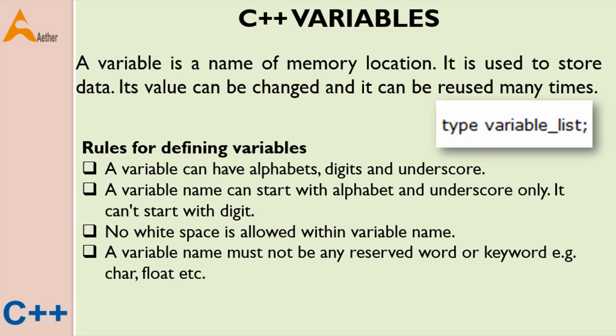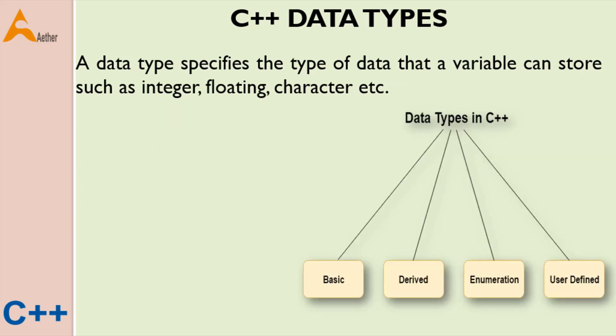C++ data types. A data type specifies the type of data that a variable can store, such as integer, floating, character, etc. There are 4 types of data types in C++ language. Basic data type, it contains int, char, float, double, etc. Derived data type, it contains array, pointer, etc. Enumeration data type. And user-defined data types like structures.